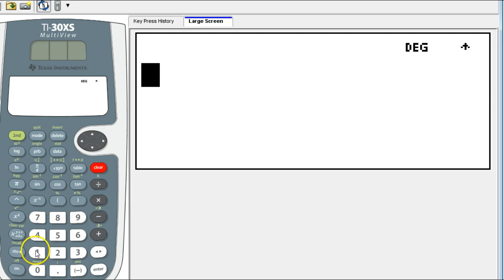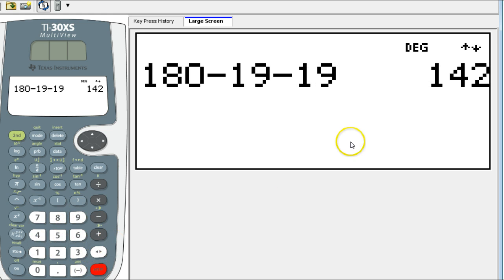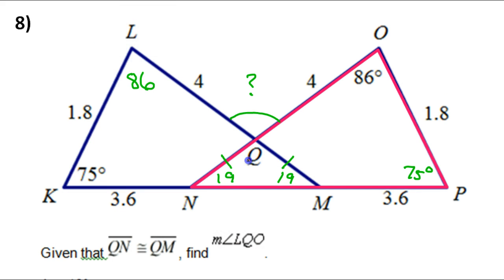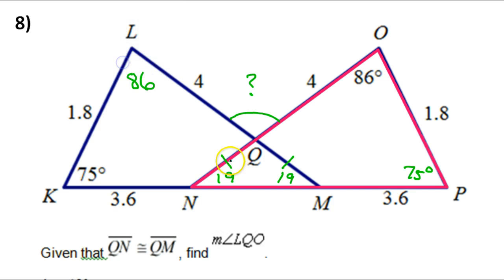So if I do 180 minus 19 minus 19, that gives me 142. Okay, this has to be clear. So this is 142 right there. And that is going to be vertical angles with the angle that we were looking for. So this is also going to be 142.